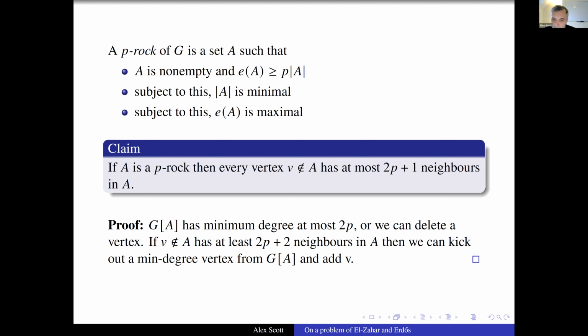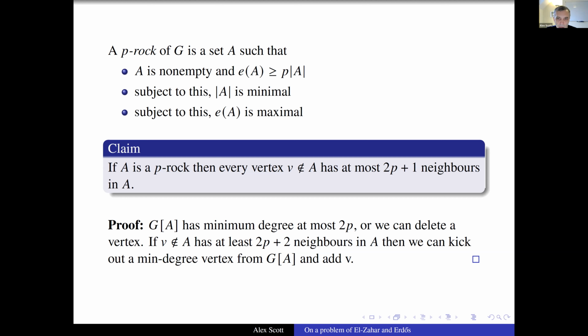And now if we have a vertex outside with lots of neighbors in A, we can get a better p-rock. We can get the same number of vertices and more edges by kicking out the vertex with minimal degree and putting in the vertex with lots of neighbors in A. So that just makes it a little bit denser. Okay, so by the second minimality, or maximality, condition, no vertex outside has more than 2p plus 2 neighbors. Good. So p-rocks have this nice property that they have large minimal degree, so large average degree, and vertices outside aren't too dense coming in.